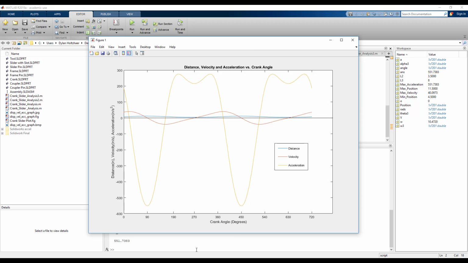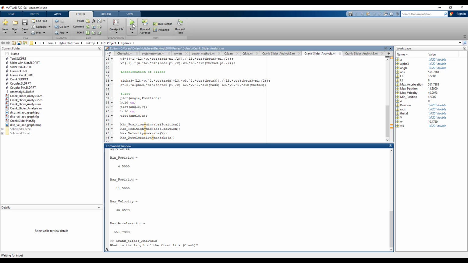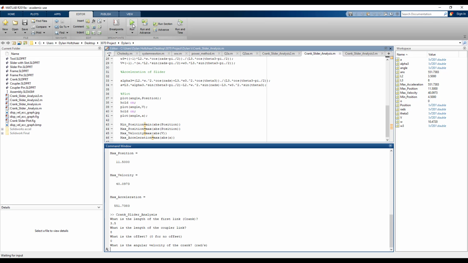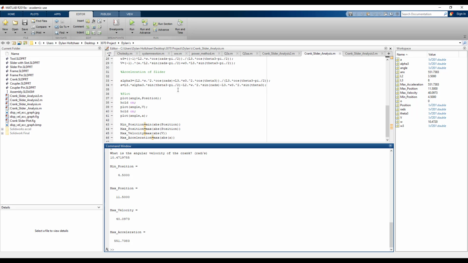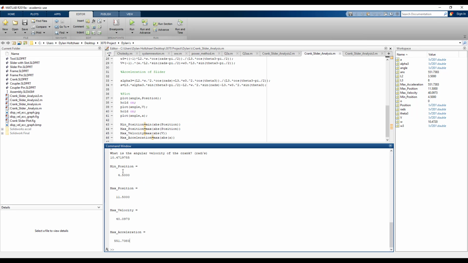So just to show what it looks like when you run the code. You press run on the program, you put in 3.5 for the length of the crank, 8 for the coupler, and the offset is 0. And the angular velocity has to be in radians per second, just because it's convenient. I could convert it, but it's not necessary. And then it'll open up the plot in the background. It's overlaying them right now, but that's not too important. And it returns the min and max position, max velocity, and max acceleration.